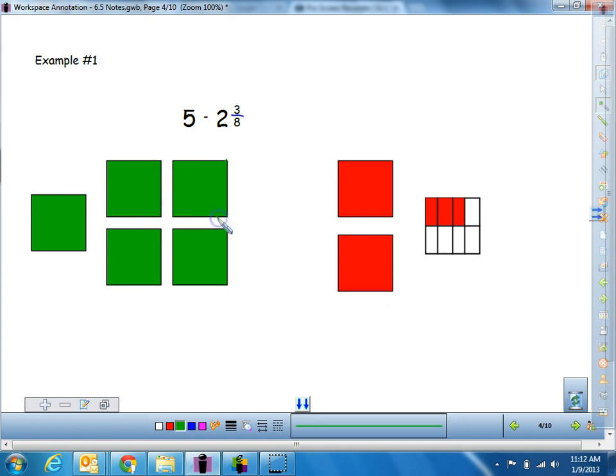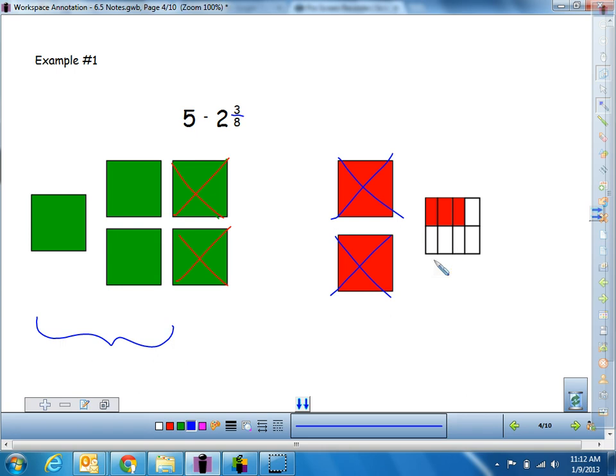take away, oh, I have to change my color. 5 take away 2, right? That's the same thing as these 2 over here. Let's change it to blue so you can see that on both. So 5 take away 2. Now I have these 3 blocks left, but I only need to take away part of one.